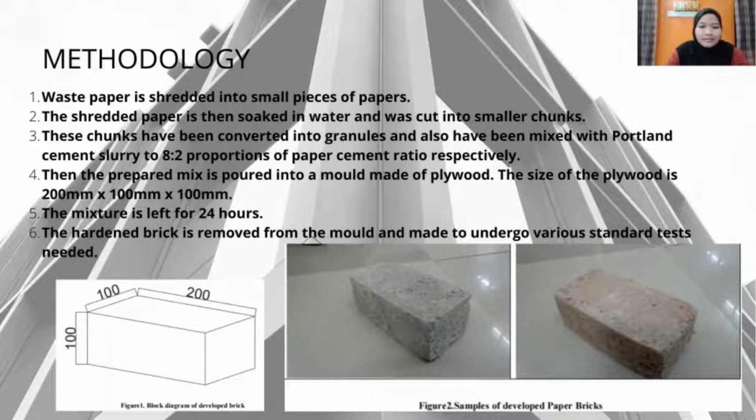And then the prepared mix is poured into a mold made of plywood. The size of the plywood mold is 200 millimeters of length, 100 millimeters of width and 100 millimeters of height. The mixture is left for 24 hours, and then the hardened brick is removed from the mold and made to undergo various standard tests.